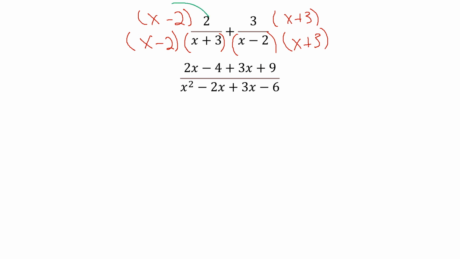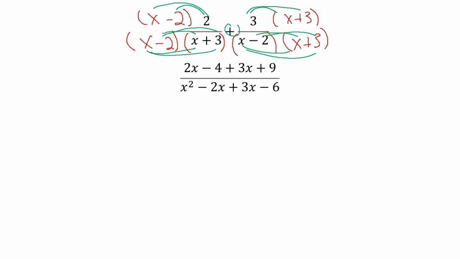Two times x is 2x. 2 times negative 2 is negative 4. Plus 3 times x is 3x. 3 times 3 is 9. Now for my denominator, it's just x times x, and it's the same thing on this side. Then x times 3, same thing. Negative 2 times x, negative 2 times x, negative 2 times 3, negative 2 times 3. So your denominator is going to be the exact same. And that's what I end up with when I distribute everything out.